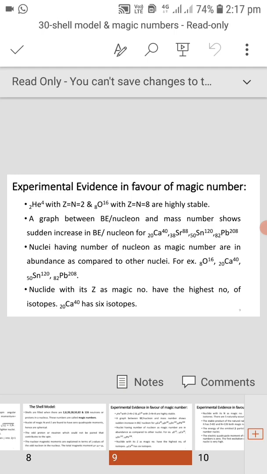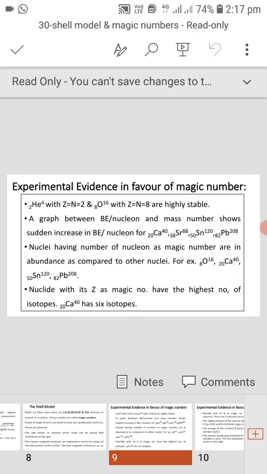Now, if you plot a graph between binding energy per nucleon and mass number, it shows a sudden increase in binding energy per nucleon for calcium, strontium, tin, lead, etc. Nuclei having a number of nucleons equal to a magic number are in abundance as compared to other nuclei. For example, oxygen 16, calcium 40, strontium, lead, etc. are stable in nature.